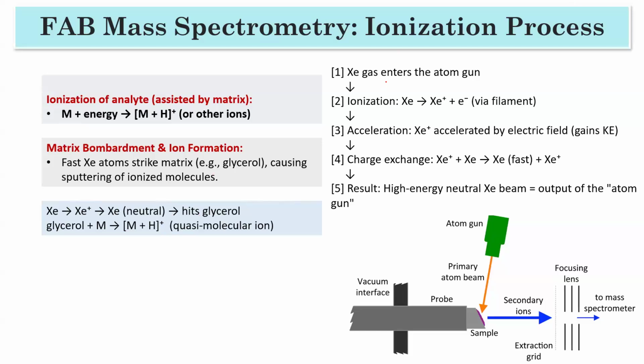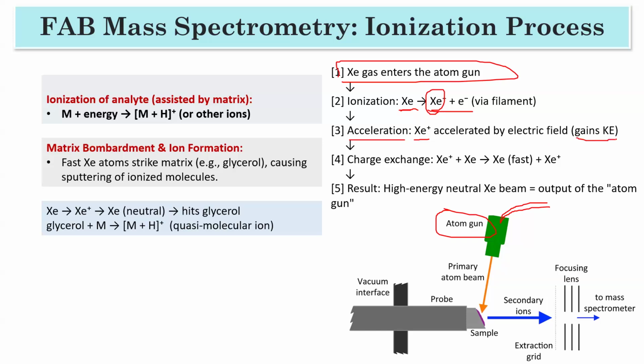So how does this atom gun work? That's very important to understand. Xenon gas will enter the atom gun, and there will be some gas purging here. Then this xenon will get ionized. You can use an electric filament, so your xenon will get ionized to Xe plus. Then we use an acceleration chamber, and the xenon plus will be accelerated by an electric field and gain kinetic energy.